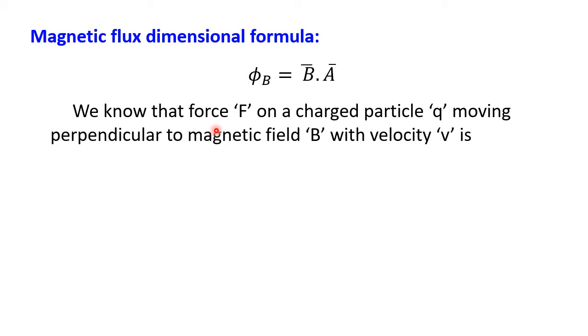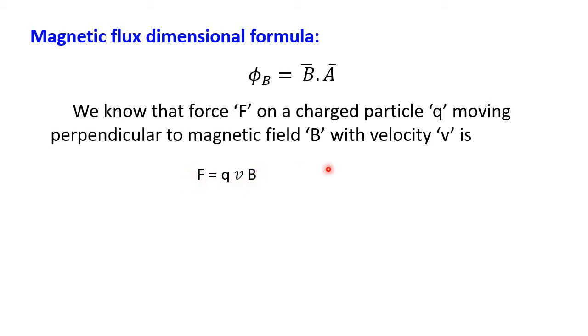So here we know that F is the force on a charged particle Q moving perpendicular to the magnetic field B with velocity V, F equals BQV. Actually it's BQV sin theta. For example, if it is perpendicular, as I mentioned already, we know the formula F equals BQV.